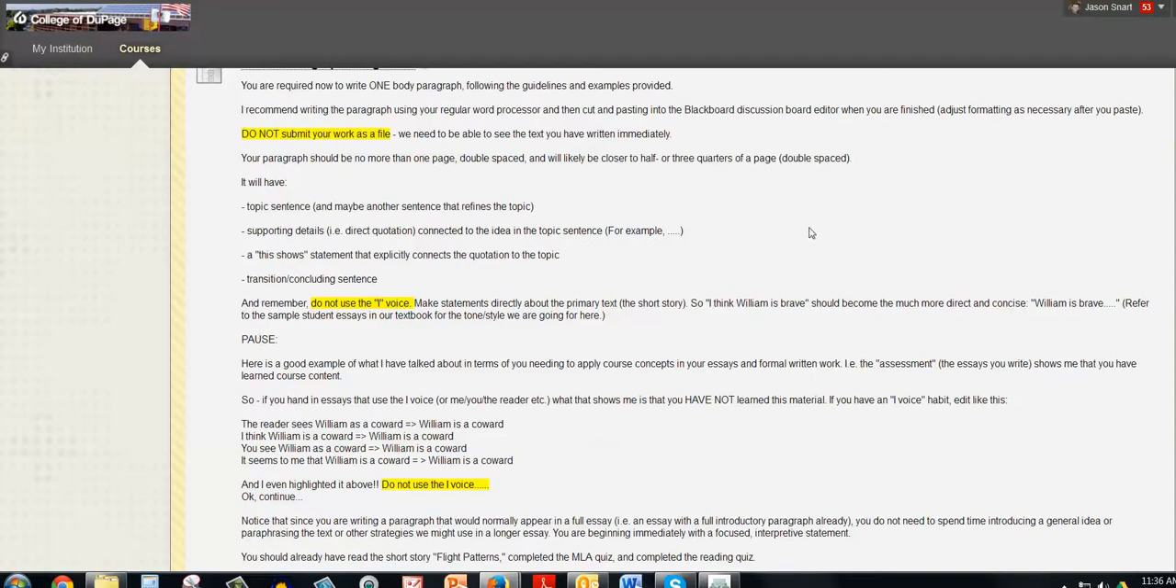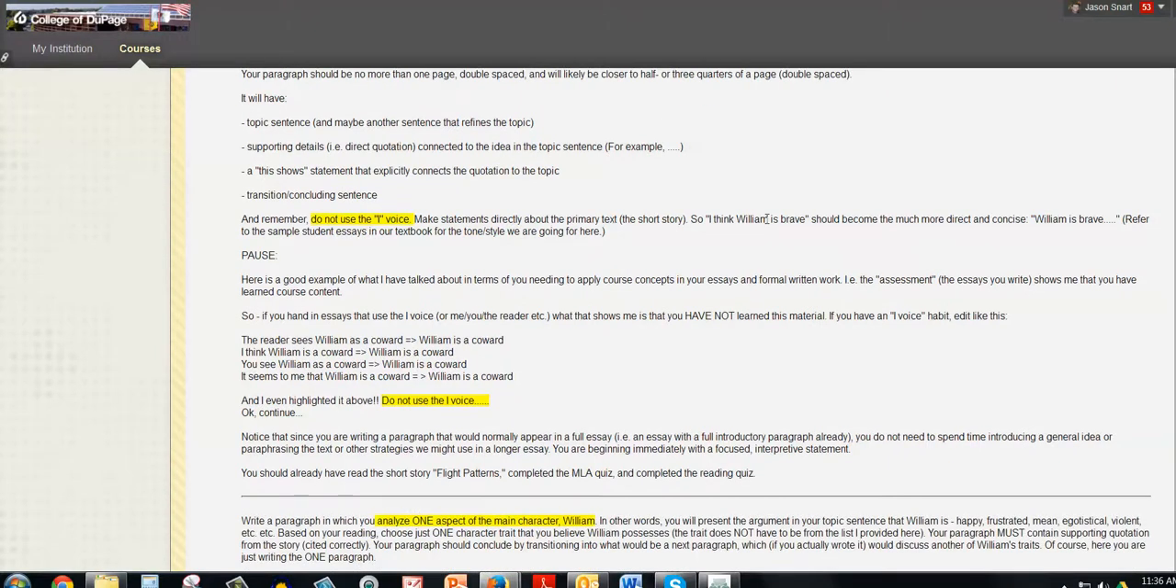Again, I think there's a good explanation of why I'm making that suggestion or requirement here. It just kind of gets in the way. It doesn't mean we're not interested in your interpretation or your idea. It just means we don't need to be told it's yours because you're already writing it. We know it's yours.